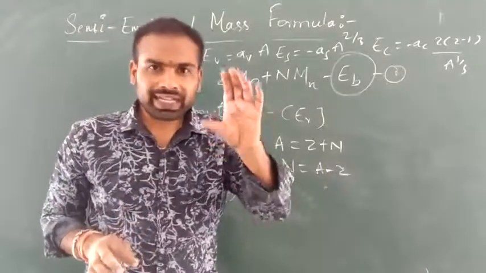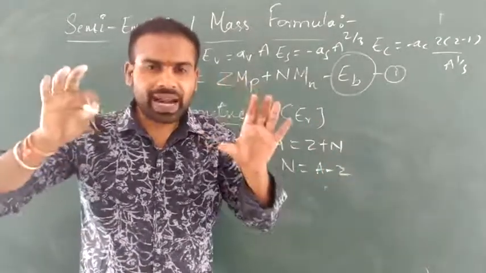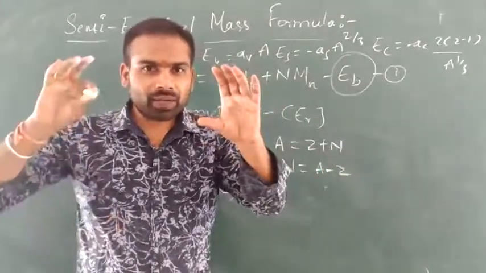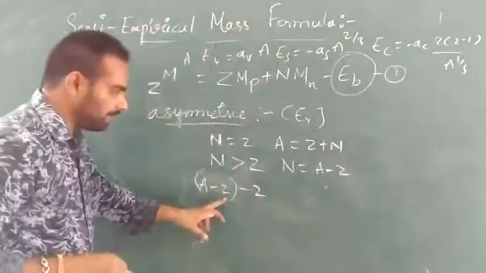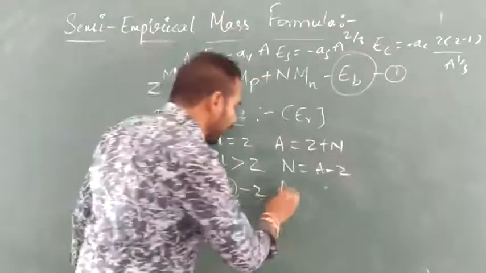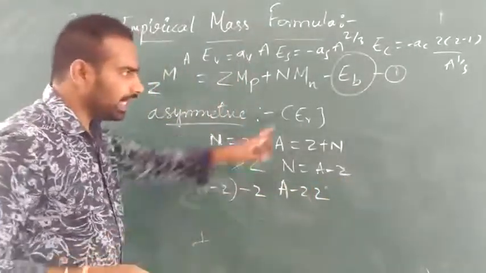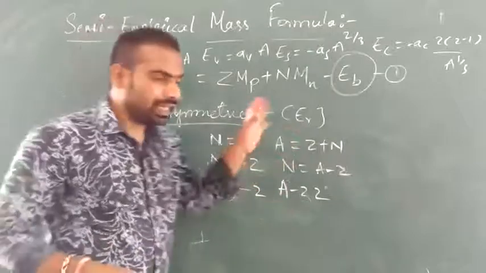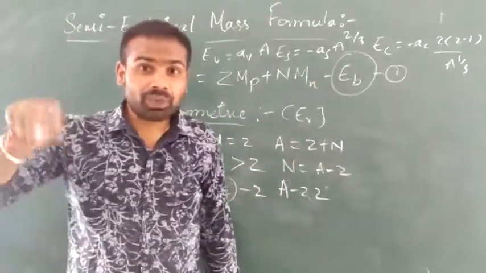Number of neutrons are A minus Z and number of protons are Z. If we subtract number of neutrons minus number of protons, we will get excess number of neutrons. So A minus Z minus Z will give A minus 2Z. Here the asymmetric energy term is inversely proportional to mass number.